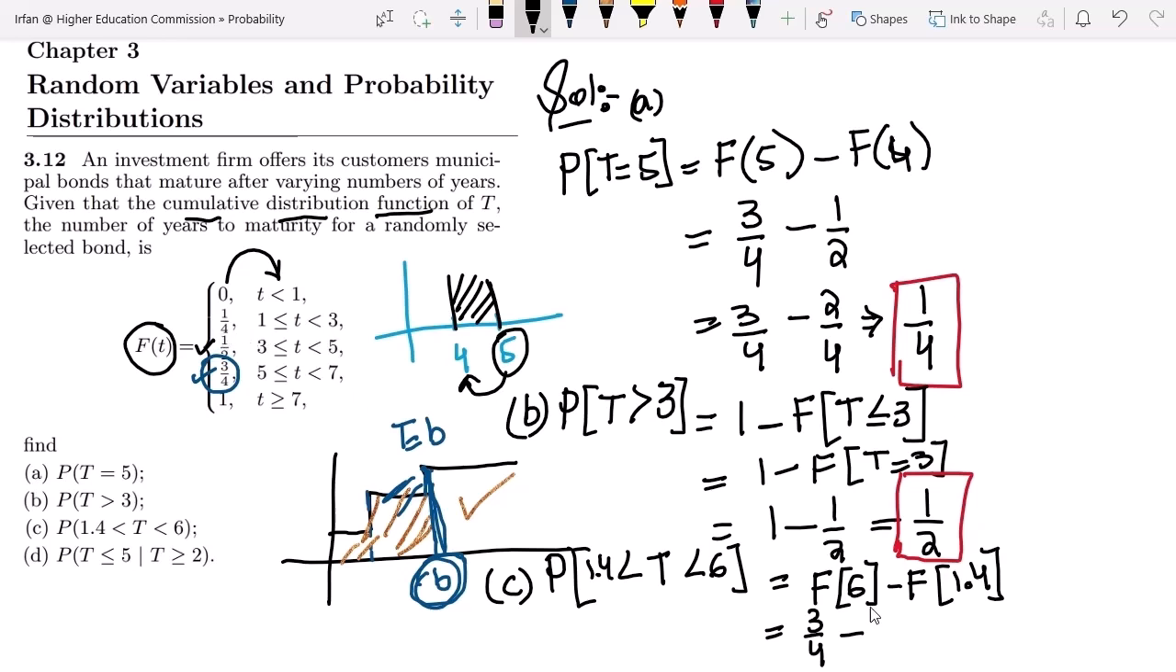Okay, so this is 1 by 4. So this way, 1 by 4, subtracting it, I will get 2 by 4, which is basically 1 by 2. So this is the answer of part C.